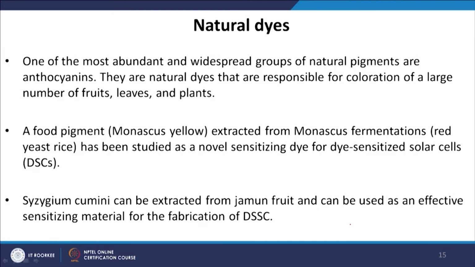But if by some method you can extract only the particular kind of material, then we can boost this number. One of the most abundant and widespread groups of natural pigments are anthocyanins.